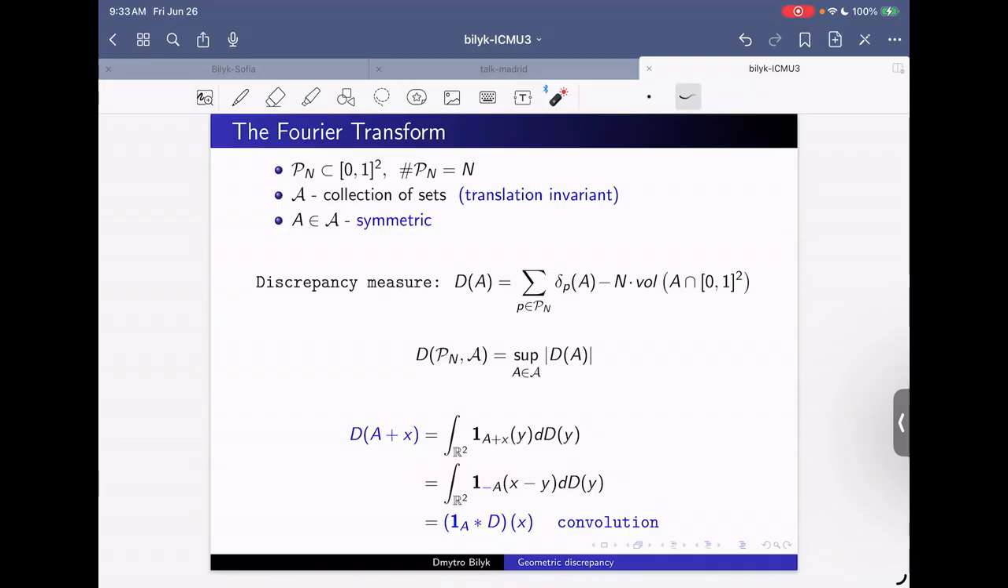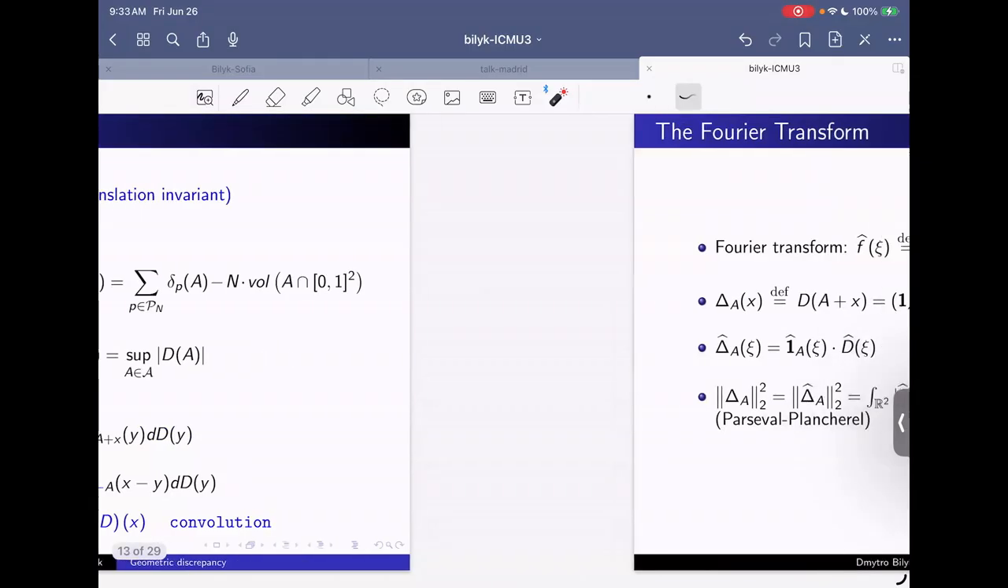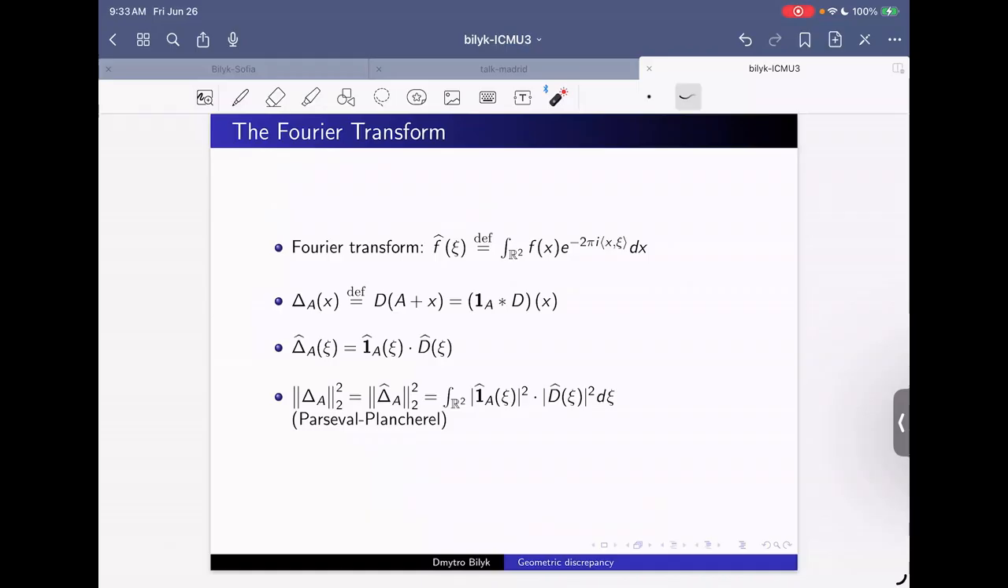So it's very easy to write it as a convolution, and probably every time you see a convolution, your first instinct should be, oh, we probably should use the Fourier transform, because the Fourier transform diagonalizes convolution. All right, so recall the definition of the Fourier transform. Recall that we just showed that discrepancy can be written as a convolution, and the Fourier transform turns convolutions into products. So we can write the Fourier transform of the discrepancy as a product of two parts.